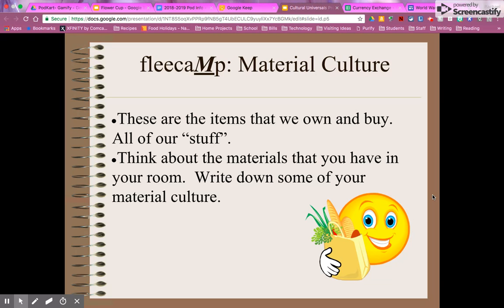All right, the F stands for family structure. L, language. E, education. E, economics. C, conflict. A, arts, recreation, and play. M, material culture. So these are our things, our stuff. So think about some of the things that belong to you in your room, and write some of those down. So you really probably can't say a house unless you've already been working and buying your own house. That might be belonging to your parents or your grandparents or something. So think about your belongings, your pillow, your stuffed animals, maybe your iPad or a Chromebook.